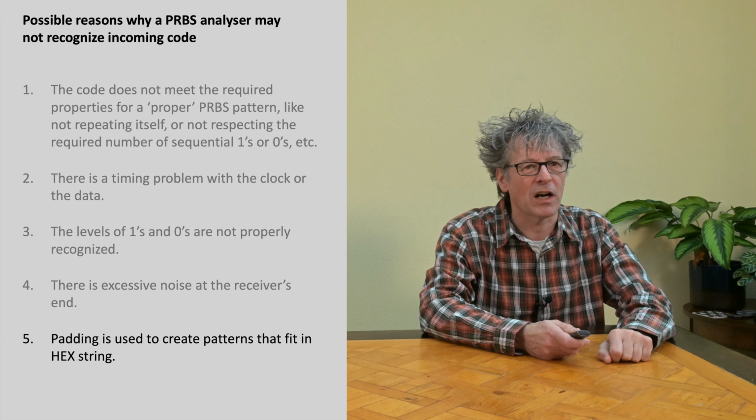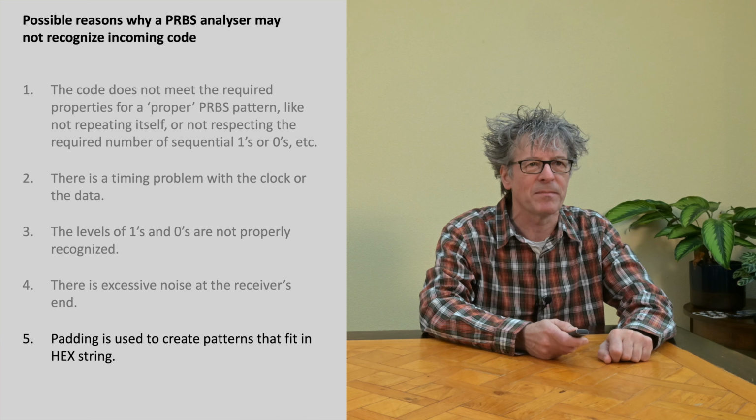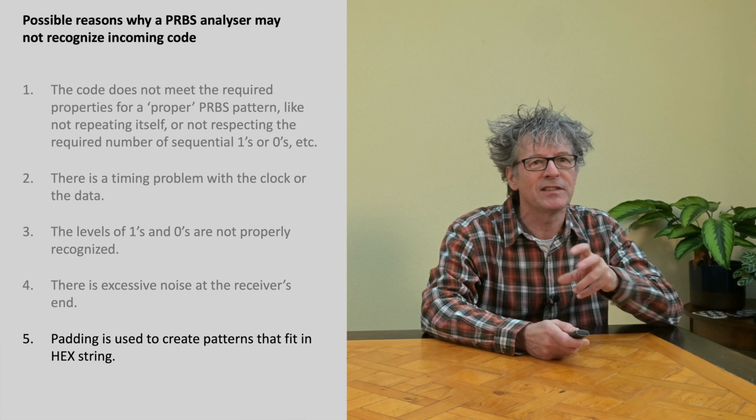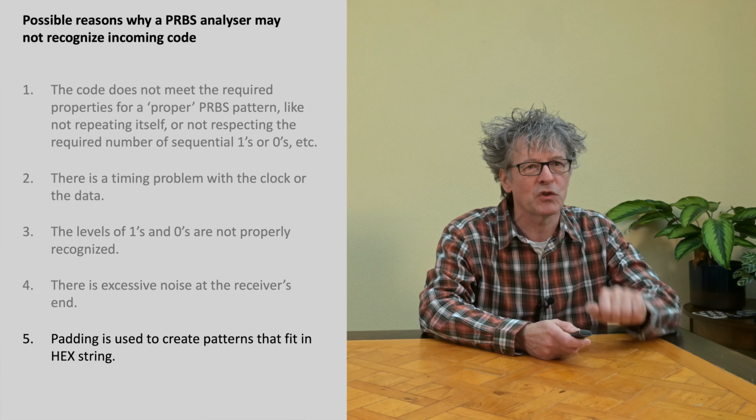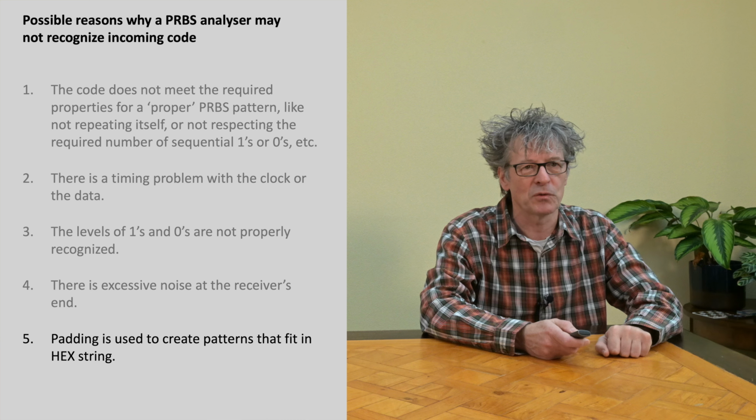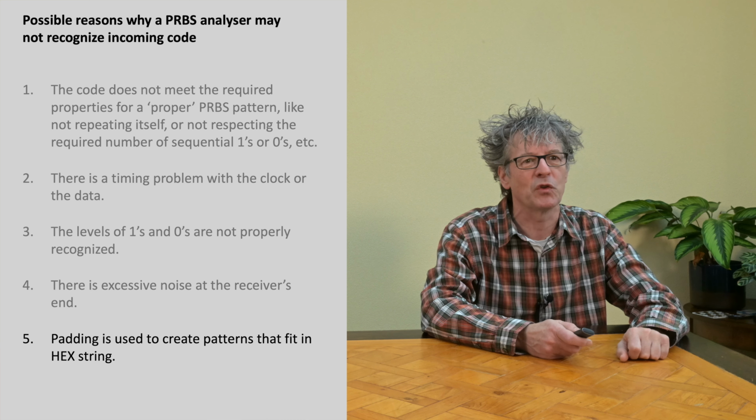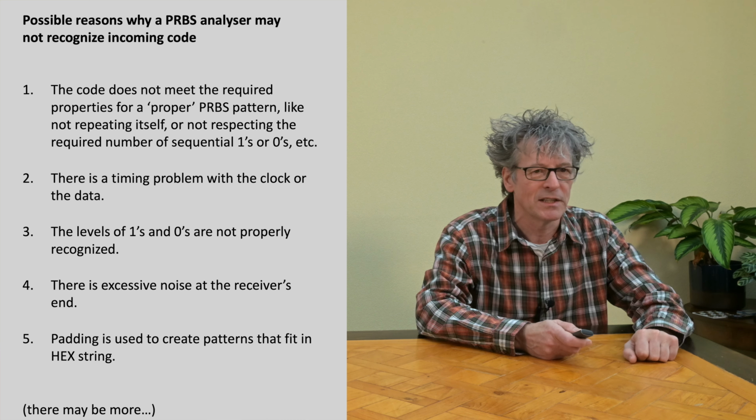Most of the things I think are covered or will be covered in this video, and I think the main question is really question number one: is this a proper code? The timing issues I think are already checked out in other ways, the ones and the zeros and the noise type of property. But maybe there are other reasons as well.